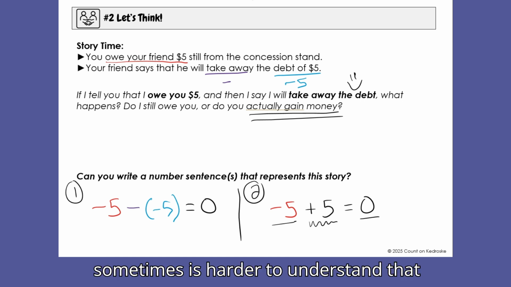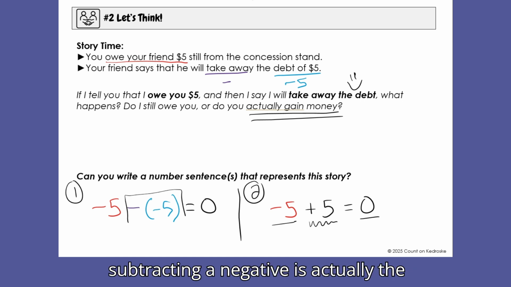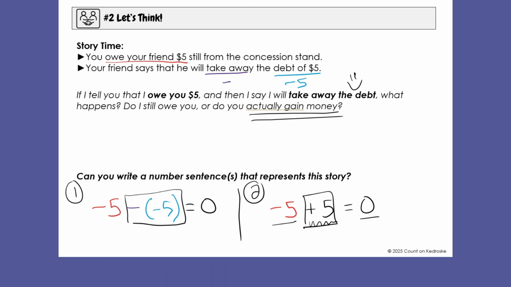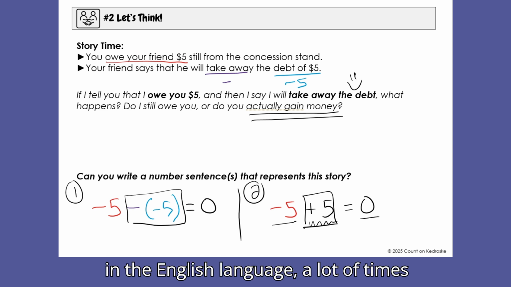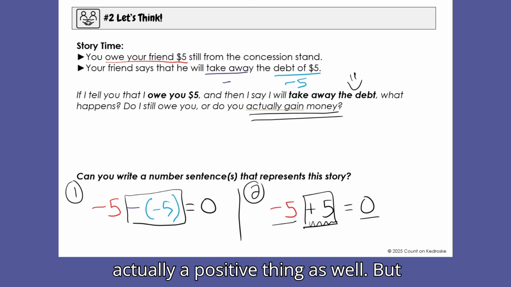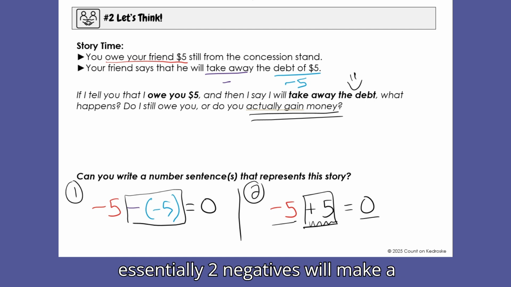So this one sometimes is harder to understand, that subtracting a negative is actually the same thing as adding a positive. Sometimes you can think about it as like in the English language, a lot of times when people use double negatives, it's actually a positive thing as well. But essentially 2 negatives will make a positive.